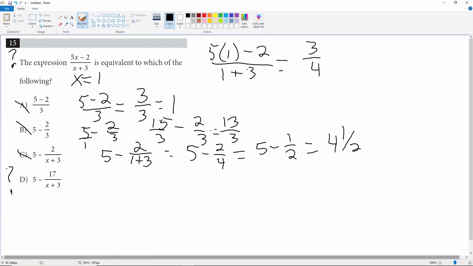But at this point, I've checked A, B, and C, eliminated all 3 of them. I'm pretty certain the answer is D. Let's check it now because we're learning how to do this kind of question. This is going to be 5 minus, remember I'm plugging in 1, 17 over 1 plus 3. That's 5 minus 17/4.